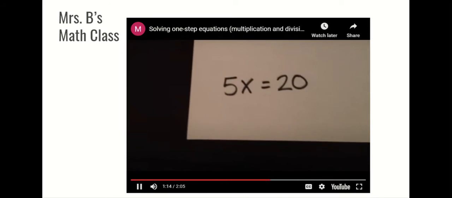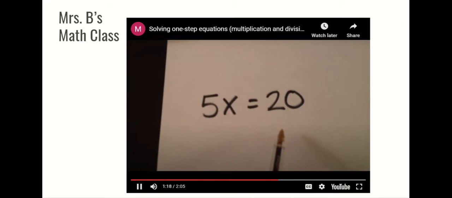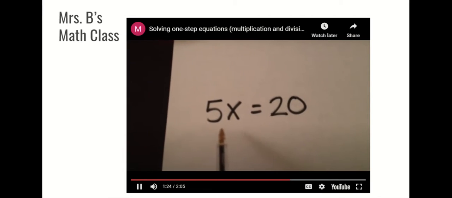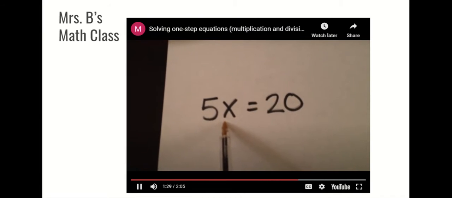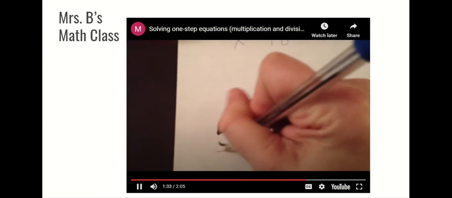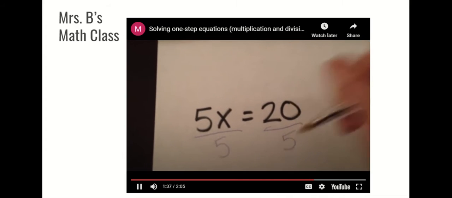Then if we look down at the next problem, we have 5x equals 20. We know that 5x means multiplication. I have 5 x's actually. So we want to know what 1x is equal to. And the way that we do that, since this is multiplication, we're going to do the opposite, which is division. We're going to divide both sides by 5 and write it just like that.